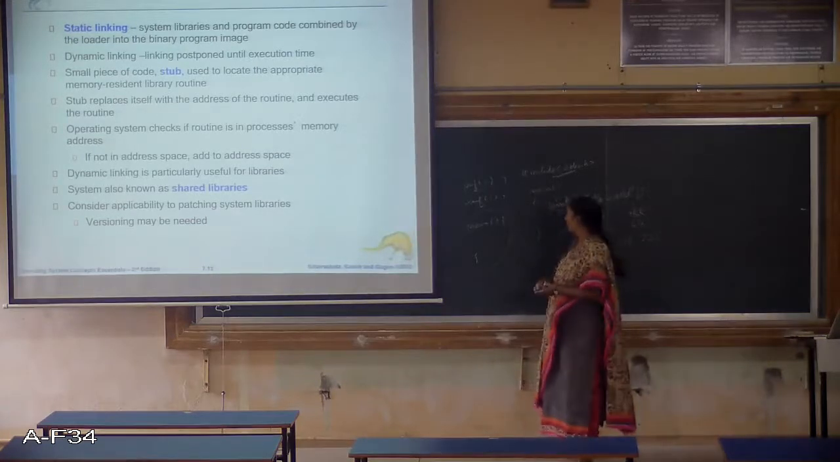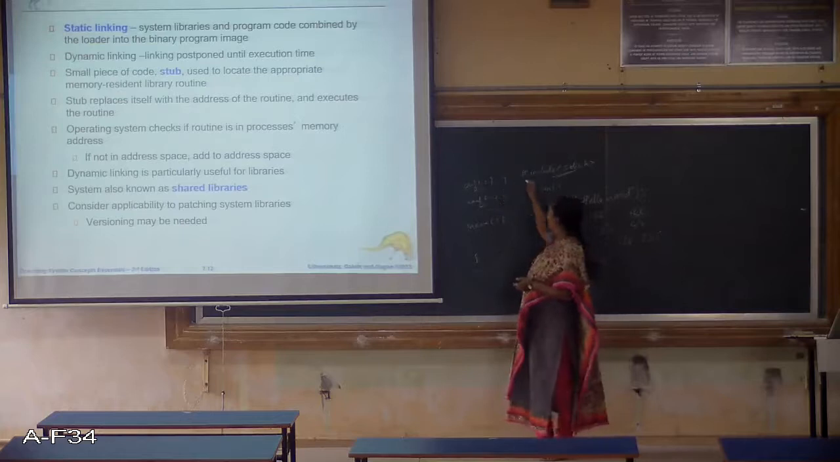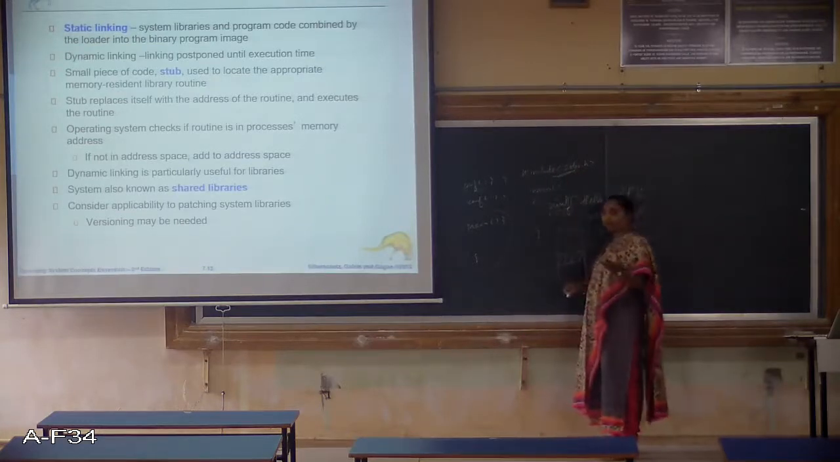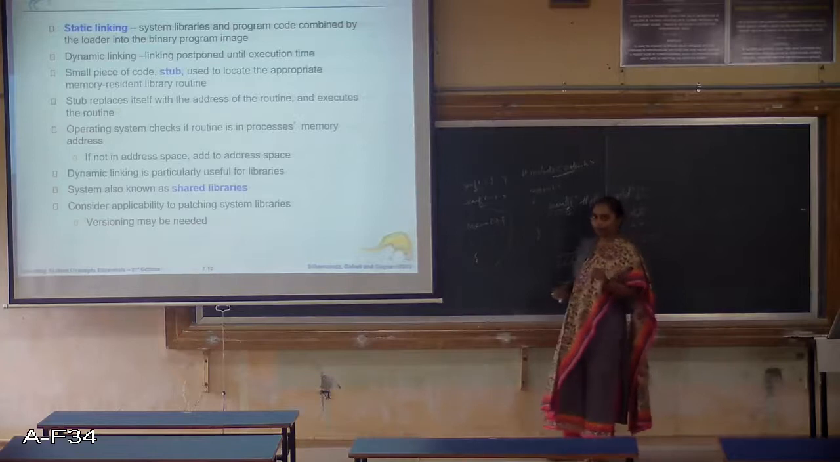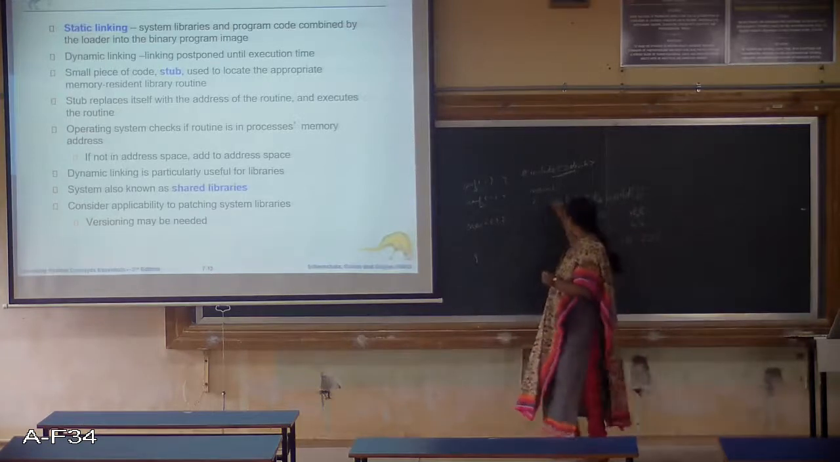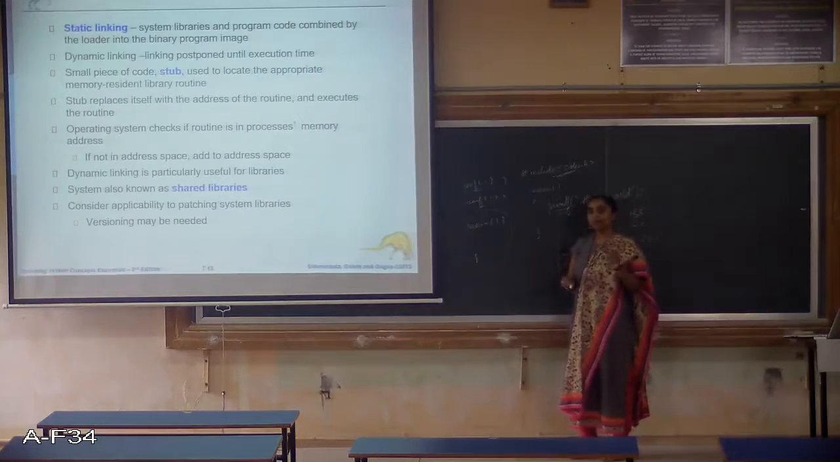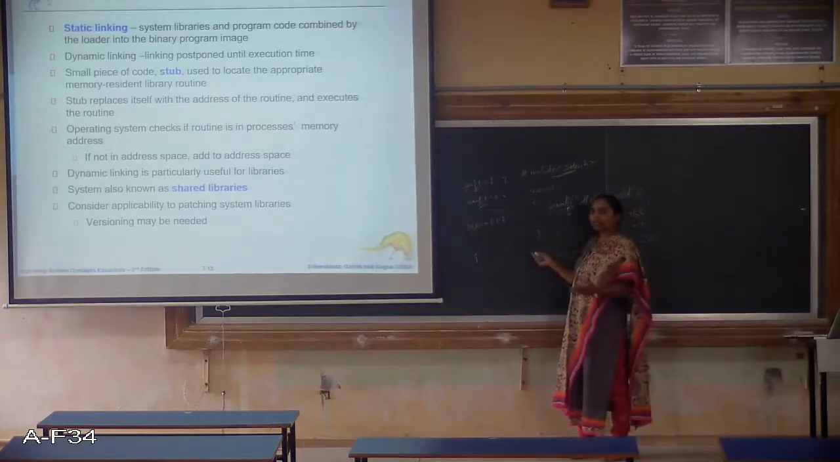Next is dynamic linking. Here you have two types of linking: static linking and dynamic linking. What is static linking? When you have a program in C with a hash include added to it, that is done during static binding. What do you mean by static binding?